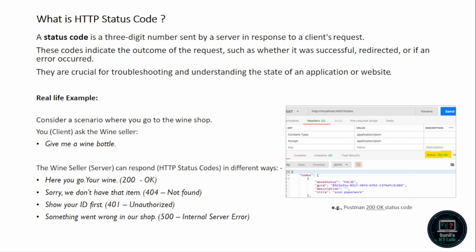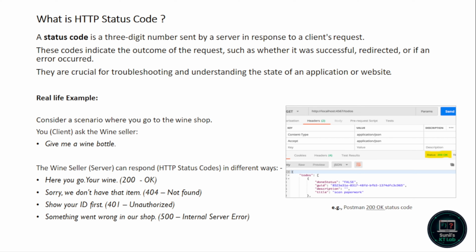Consider a scenario where you go to a wine shop and ask the wine seller, give me a wine bottle. In response, the wine seller can respond in different ways. Let's see the different responses. First, here you go, your wine, which is an example of 200 OK status code. Second, sorry we don't have that item, which is an example of 404 not found. Third, show your ID first, which is an example of 401 unauthorized. Fourth, something went wrong in our shop, which is an example of 500 internal server error.